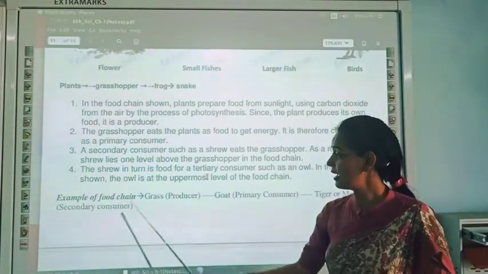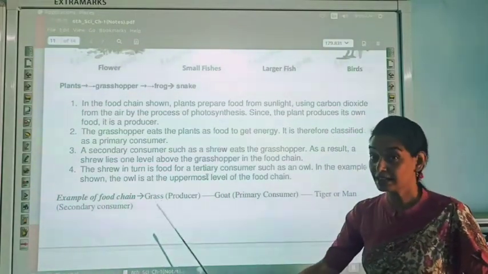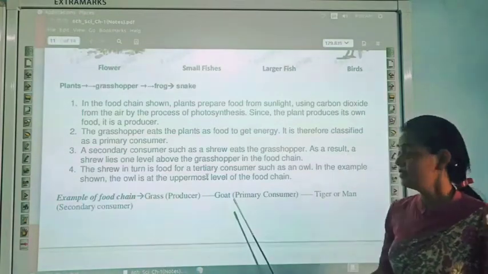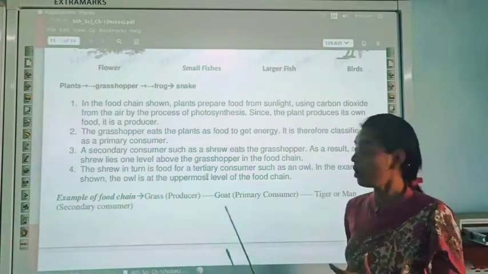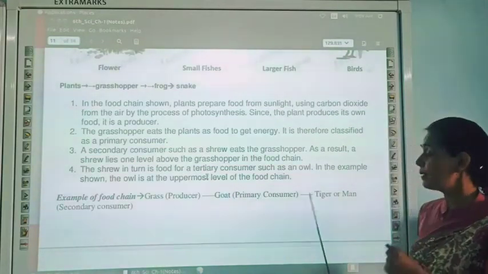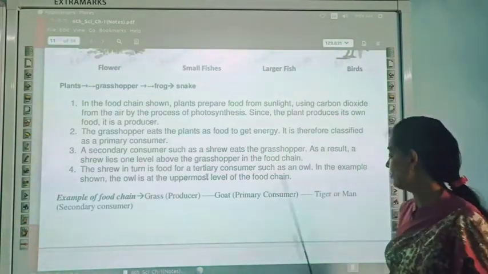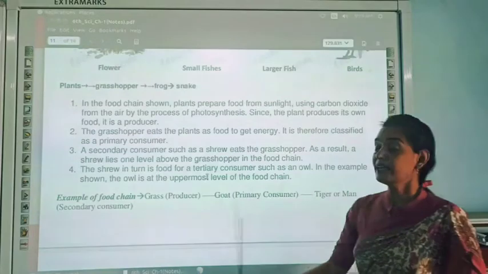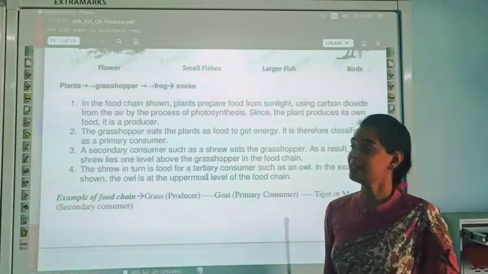There is one example of the food chain, grass. Grass is a producer. Grass is eaten by the goat, that is the primary consumer or the herbivore, the first consumer, and the tiger is the second consumer, that is the carnivore.